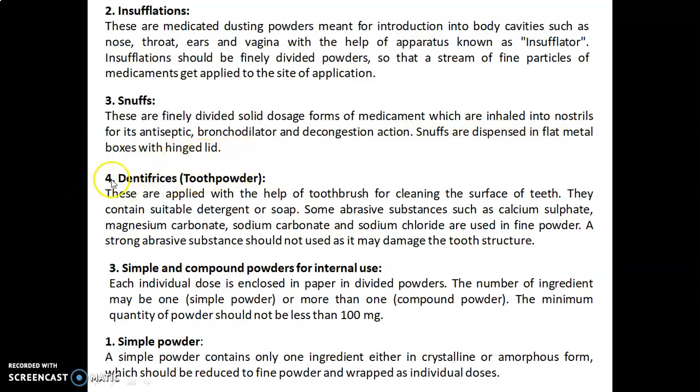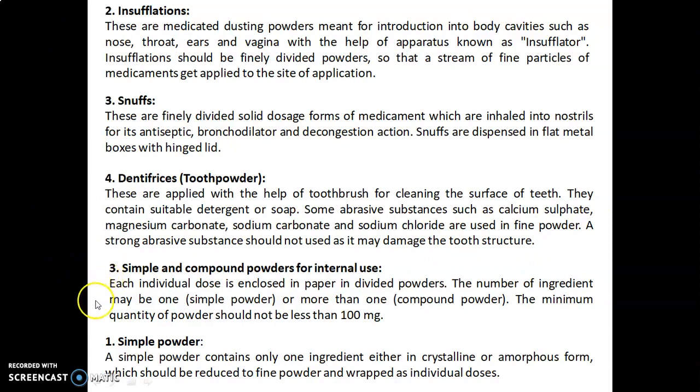Then next, fourth class, that is dentifrices, which are tooth powders. These are applied with the help of a toothbrush for cleaning the surface of the teeth. They contain a suitable detergent or soap. Some abrasive substances such as calcium sulfate, magnesium carbonate, sodium chloride are used in fine powder. A strong abrasive substance should not be used as it may damage the tooth structure.